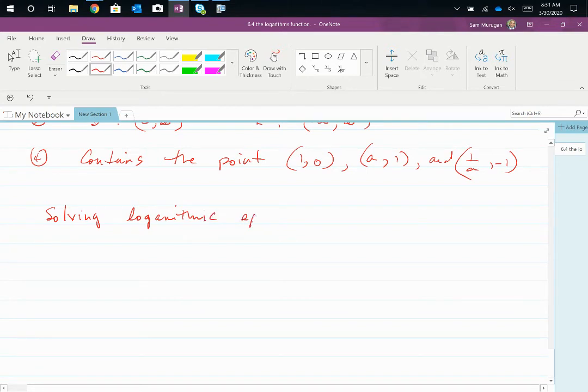Logarithmic equations. And we're going to do a lot of examples here. Here is question 1. Find the exact value of log base 6 of 36.